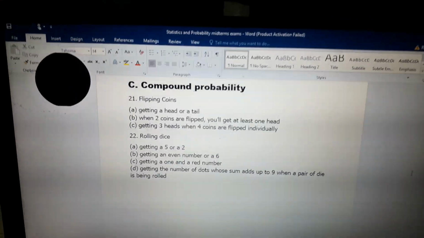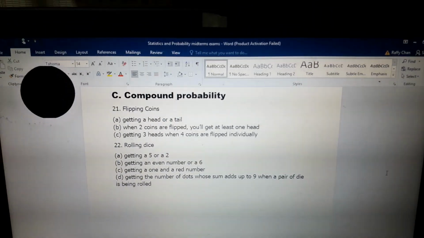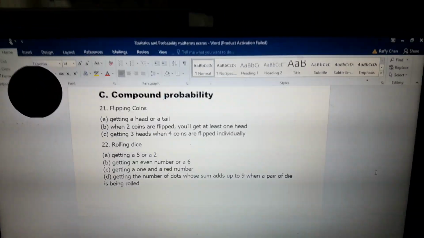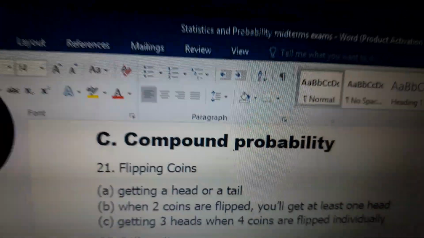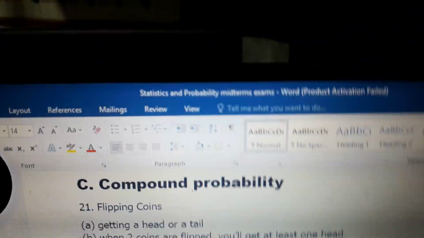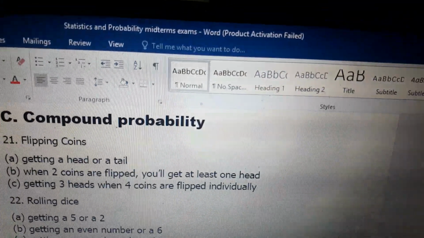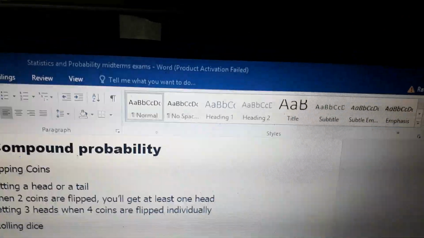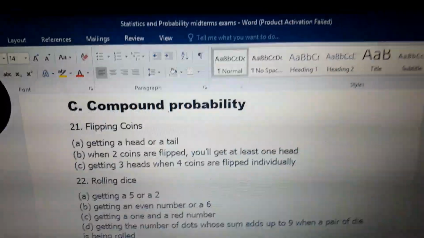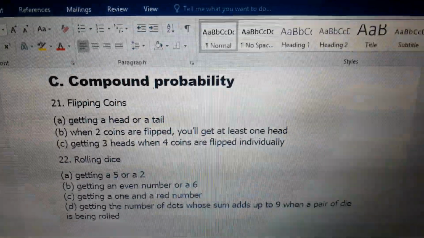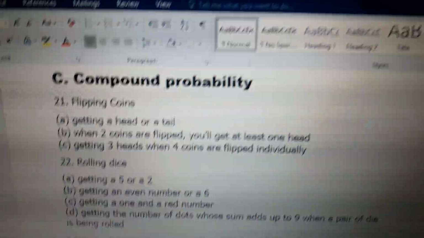Welcome back. Last time, we've already done basic factorials and basic probability. Now, we're going to do compound probability. So what is compound probability? It's just like what you've done before in basic probability. In basic probability, you're just going to solve the probability of an event. Now, since we're moving on to compound probability, this is the probability of getting two or more events at the same time.